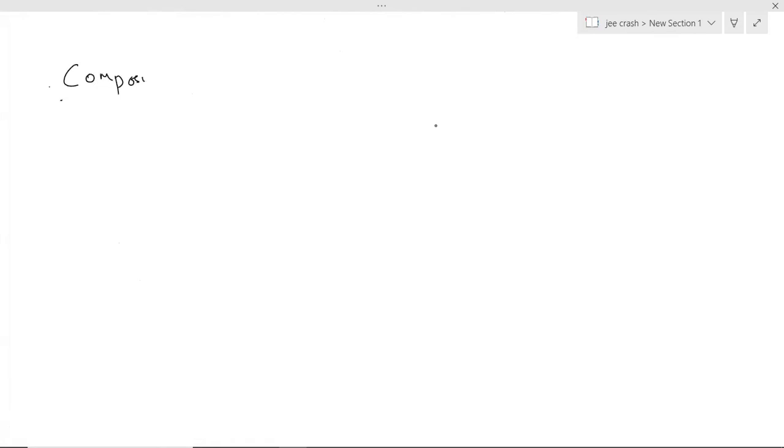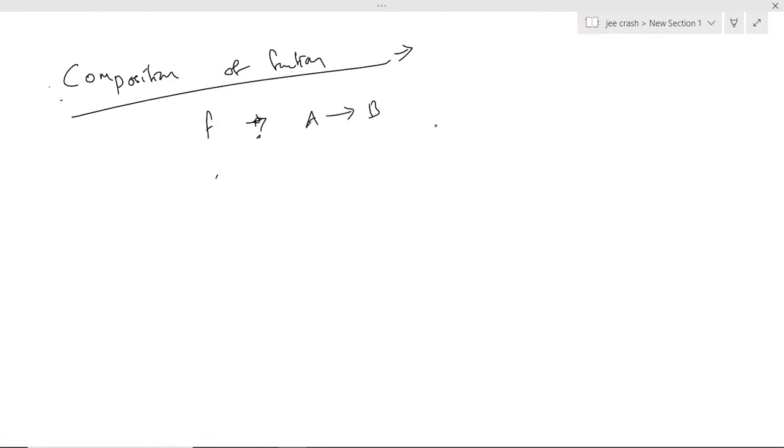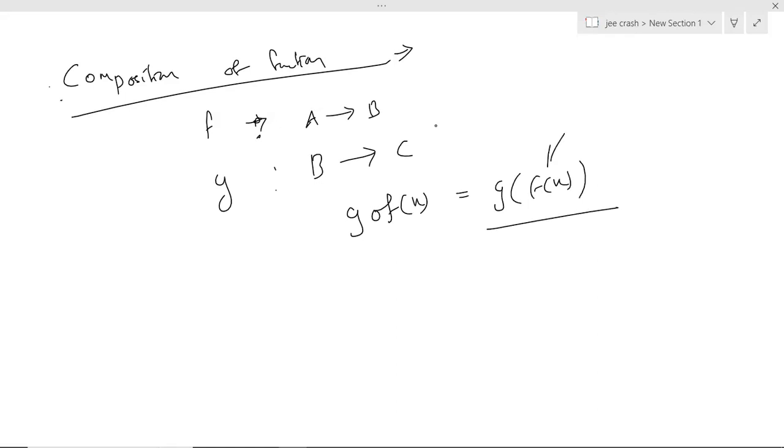Next topic is composition of function or composite function. All right. What is composite function? Suppose there is a function f from A to B. There is a function g from B to C. Then what we say g of f of x. This is also written like this. This is called composite function. The output of f of x is being given as the input of g of x, right?